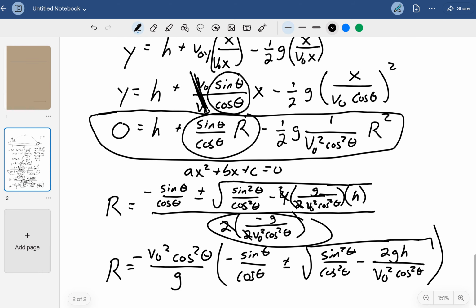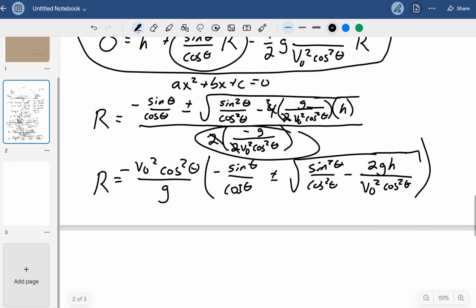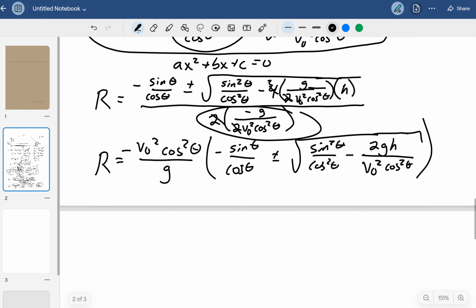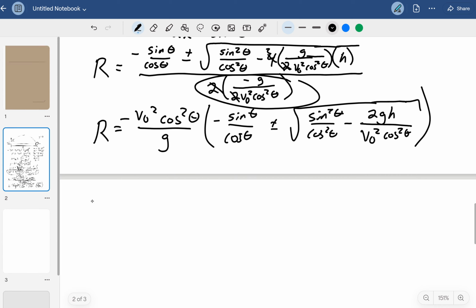Which still looks kind of ugly, but it's a little bit cleaner, and we're on our way to making it even better now. So I just added a page, and now let's move on with this. Another thing to take note of here is that there's a factor of cosine squared in the denominator of every term under this radical here. So let's factor that out of those.